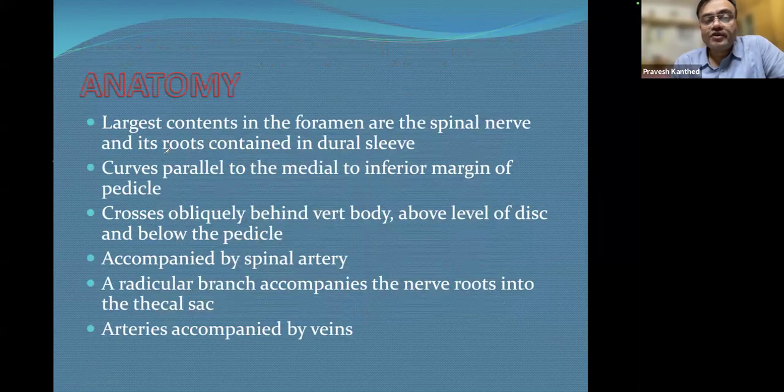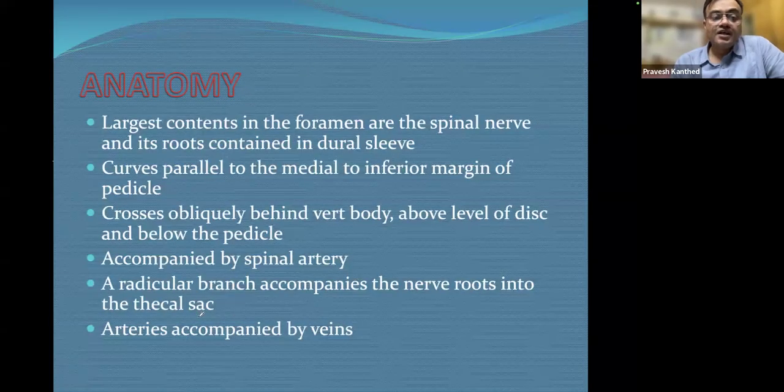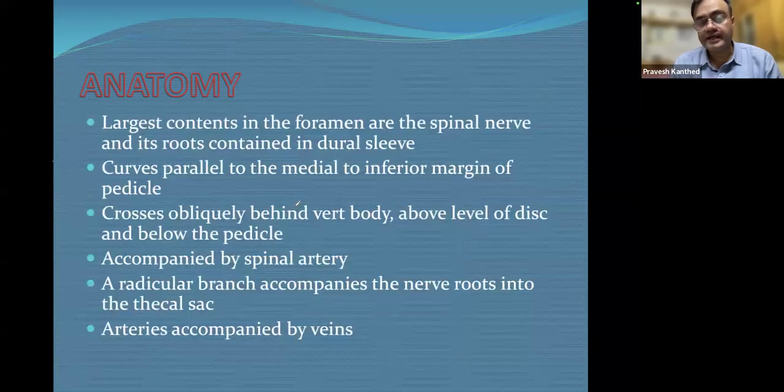Now coming to the anatomy, what are the contents of the foramen? The largest contents in the foramen are the spinal nerves and their roots contained in the dural sleeve. This nerve root curves parallel to the medial and inferior margin of the pedicle. You can see, this is the pedicle. The nerve root curves along the anterior inferior margin of the pedicle and exits. It crosses obliquely behind the vertebral body, above the level of the disc and below the pedicle.